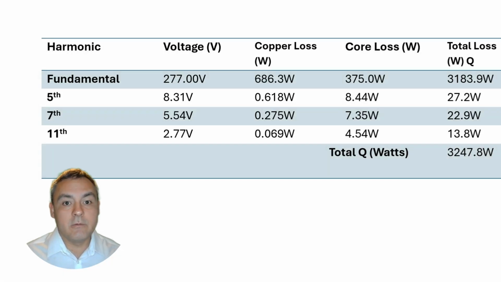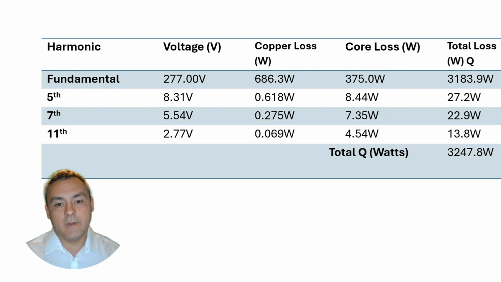We're going to stay with the example we've been using for several videos now. The fifth harmonic's 3%, the seventh harmonic's 2%, and the 11th harmonic is 1%. This chart shows the respective copper losses, core losses, and then total losses. The total loss is shown as three-phase, whereas the copper and core losses are shown as single-phase.